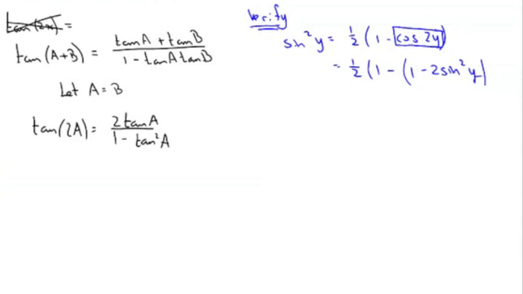The 1/2 stays because it's times one. Is that a 2y? Here, cosine of 2y. Well, hold on. 1 minus 1 cancels out. Negative times a negative is positive. So this becomes 2 sine squared y.